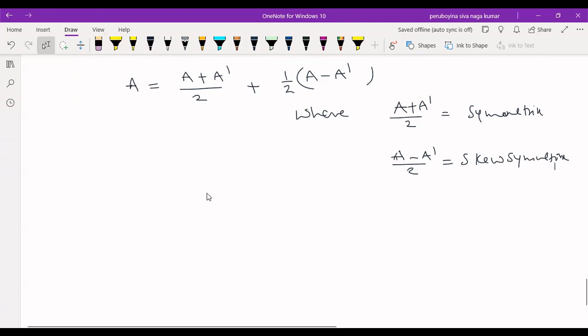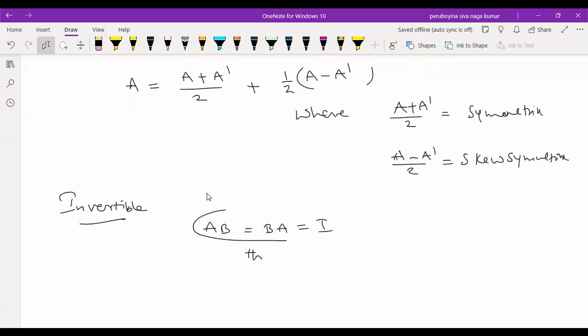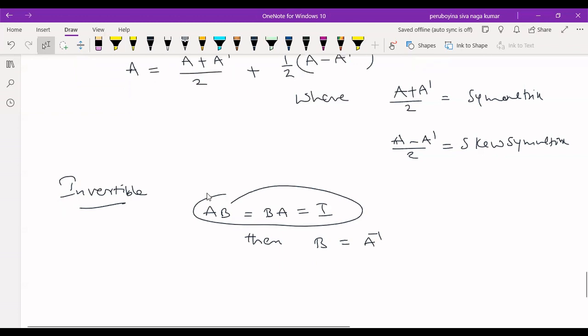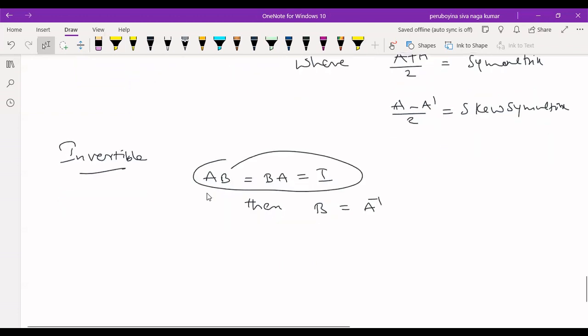Invertible matrix, or inverse of a matrix. If A and B are two non-zero matrices and AB is equal to BA is equal to I, then remember this definition. Then matrix B is called the inverse of A, and it is denoted by B equal to A inverse, that is A power minus 1.